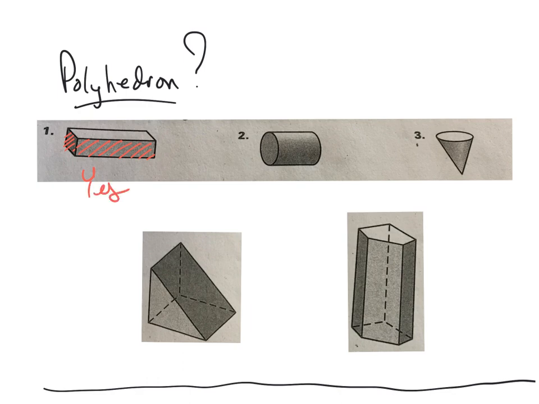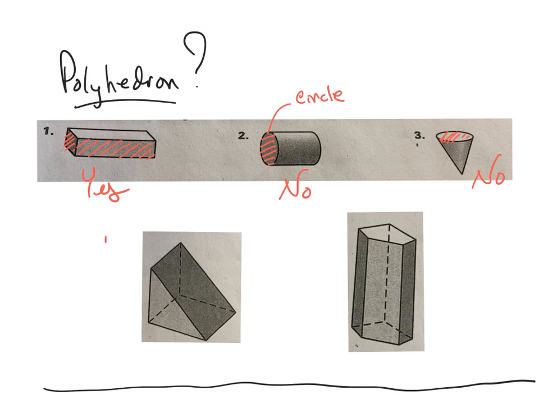Would the cylinder be a polyhedron? No. And it's going to be a no because the end of this shape is a circle, and a circle is not defined to be a polygon, so this would be a no. Therefore, number three is probably an easy one. Yes or no there? No, because the top of this cone, again, is a circle, and a circle is not a polygon.